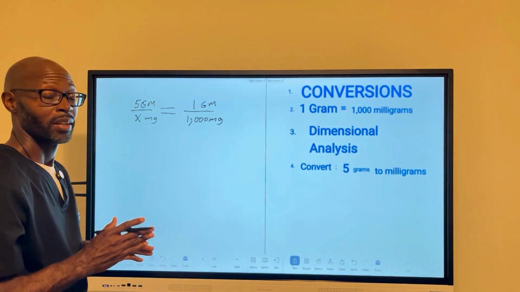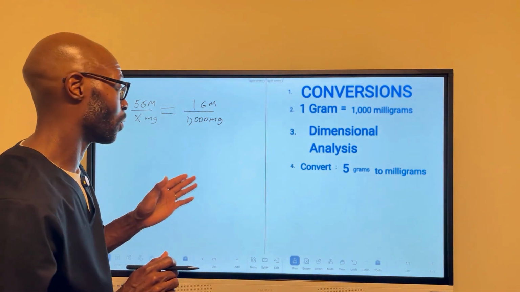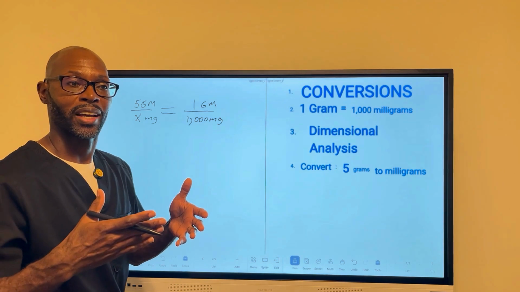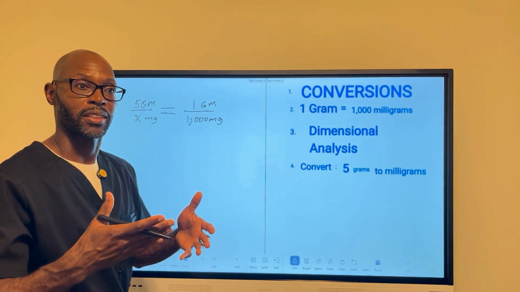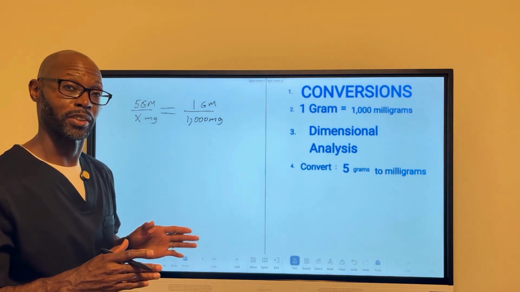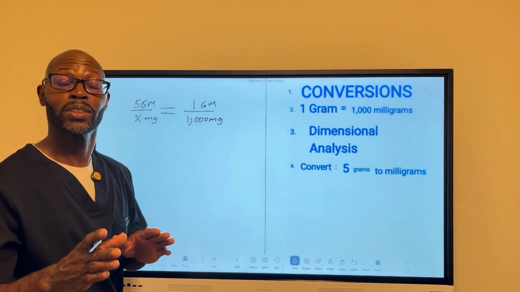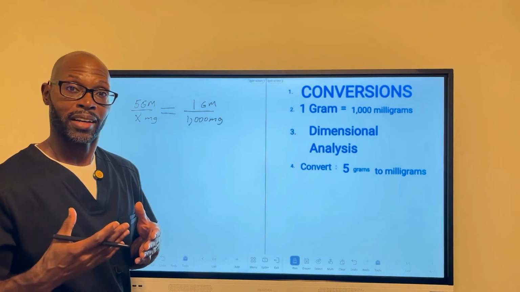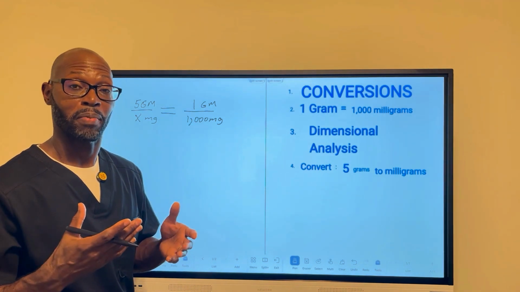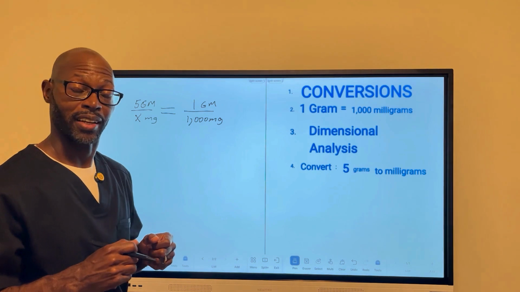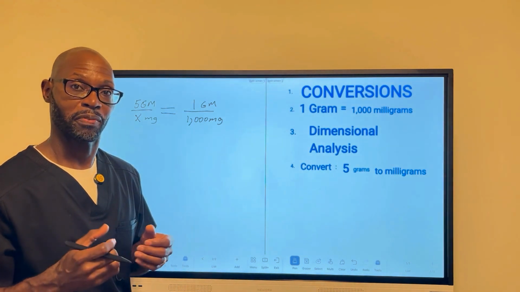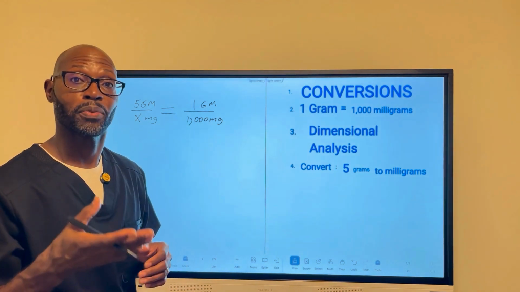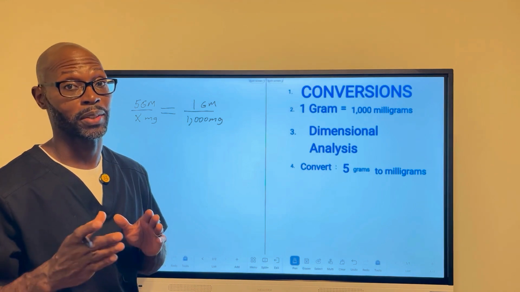Let me ask you a question first, because I don't want this to be confusing. I want you to understand what's going on and realize what is causing you to slip up with these conversion problems. Ask yourself this question: am I confused by the math or by the method? Is it the math or the method that's confusing me when doing conversion problems?